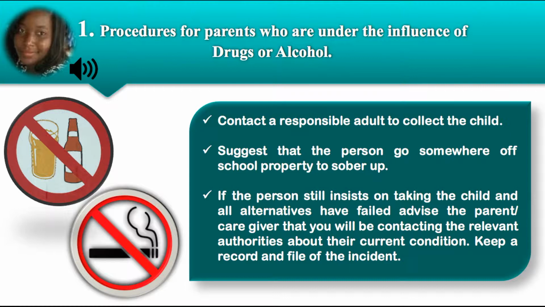Procedures for parents under the influence of drugs and alcohol that staff members should follow. They should contact someone else to collect the child, and suggest to that person to go somewhere off school property to sober up. If the person still insists on taking the child and all alternatives have failed, advise that person that you will be contacting the relevant authorities about their current condition. You should also keep a record and file of the incident.